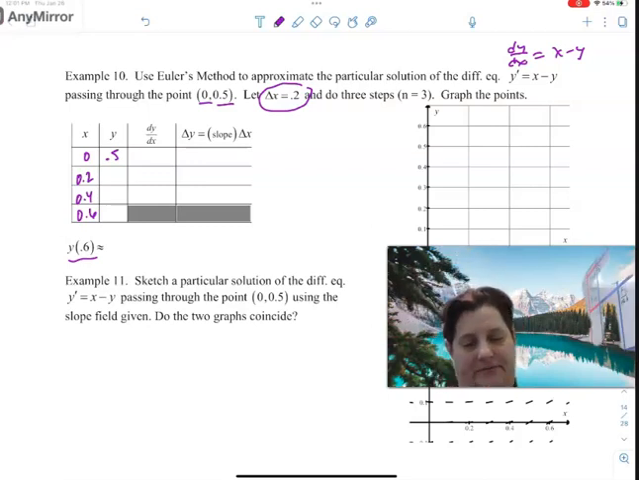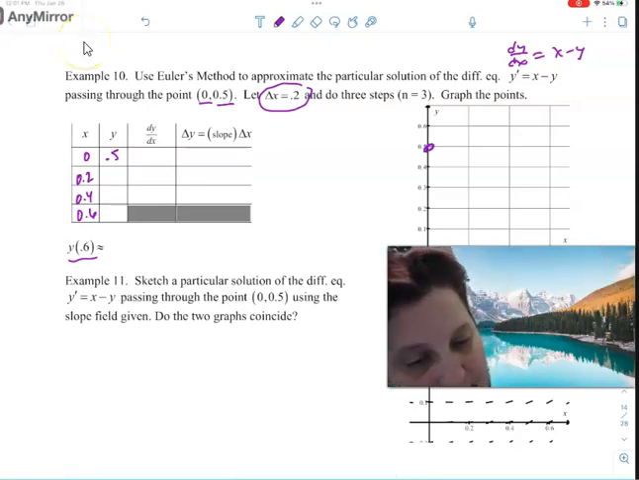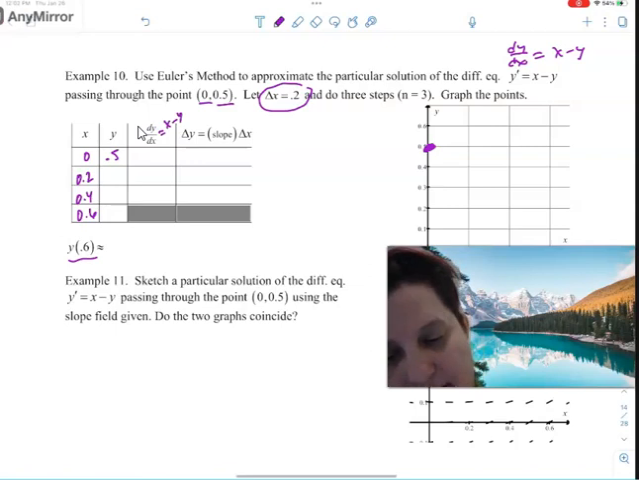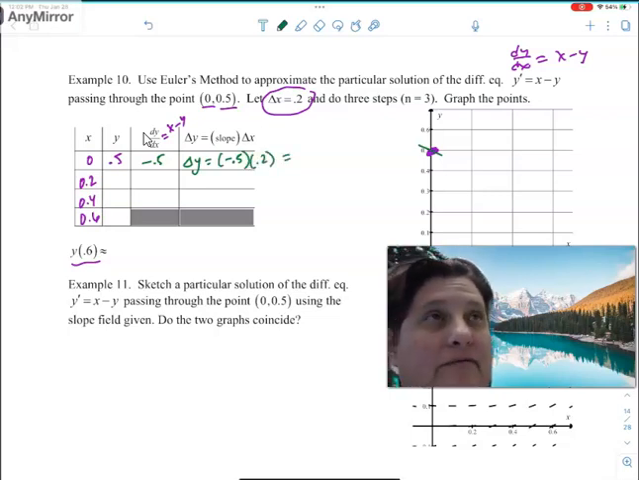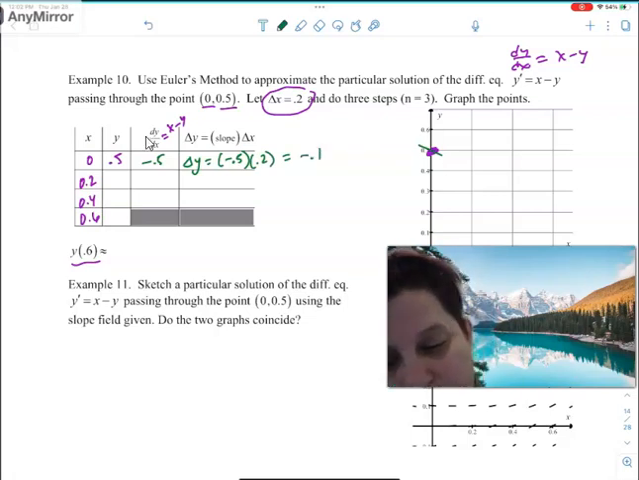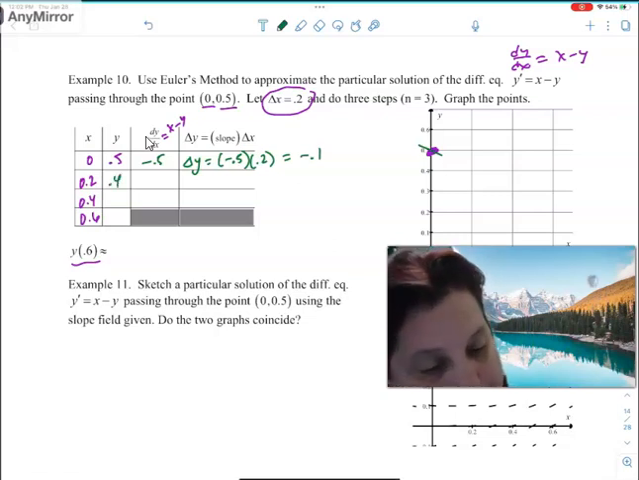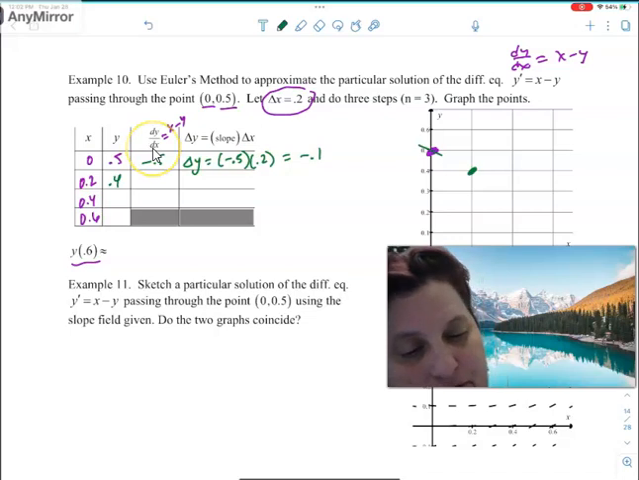We're going to do 3 steps. We're going to graph as we go. So first step, 0.5. All right, now dy/dx is x minus y. So let's fill this in as we go. 0 minus 0.5 is negative 0.5. So that's my slope right here, like a negative half, a slope like that. So the change in y is going to be my slope times my change in x, which was 0.2. And 0.5 times 0.2, 5 times 2 is 10, move the decimal over 2 times, so that's going to be negative 0.1. So that'll be 0.4. So that'll go to there, (0.2, 0.4).